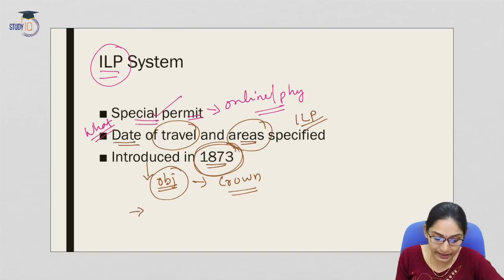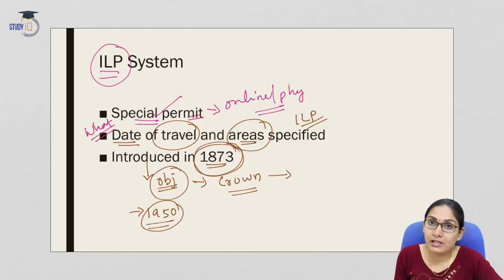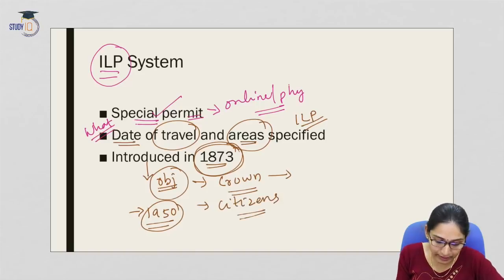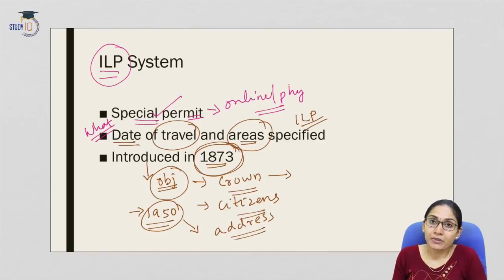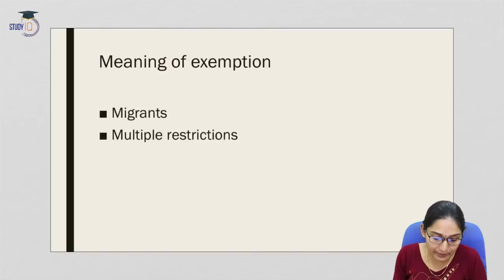trade in these areas. Now later, in 1950, the Indian government replaced the term British subjects with citizens of India. Earlier the term British subjects was used to refer to Indians; later in 1950, the term was replaced with citizens of India. The reason the government cited in 1950 was to address local concerns for protecting the interest of the local people, so this ILP was maintained by the Indian government, and the term British subjects was replaced by Indian citizens. So this is about the ILP system, again very important for your examination.